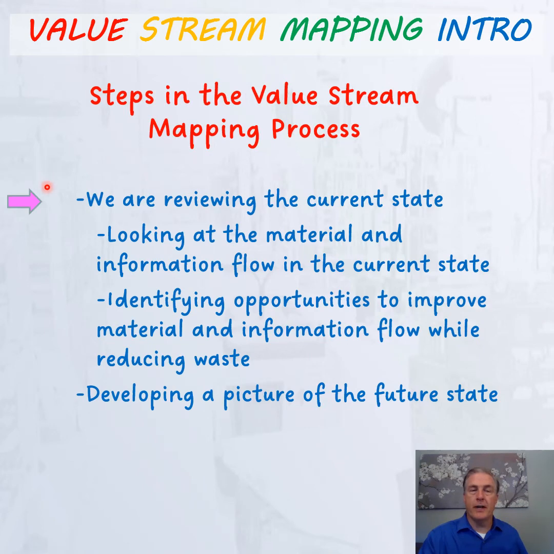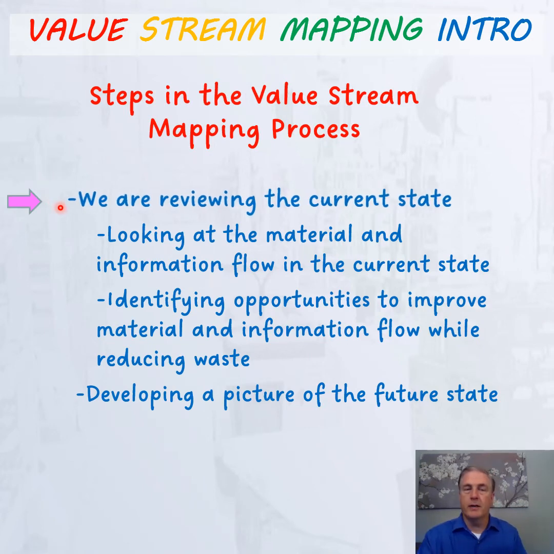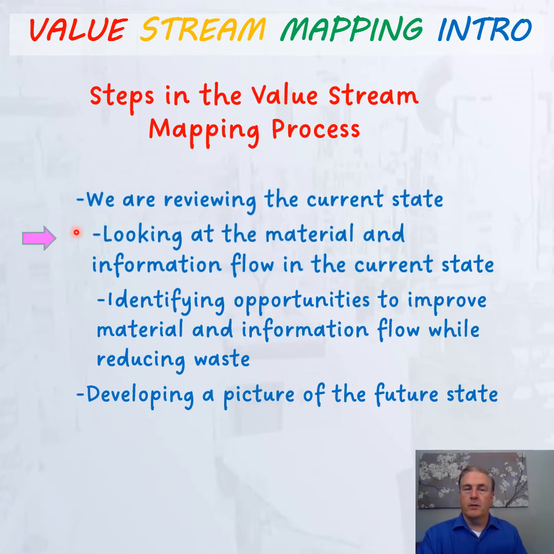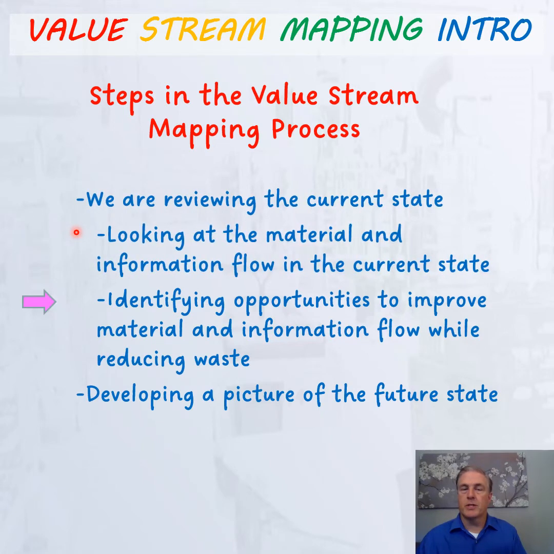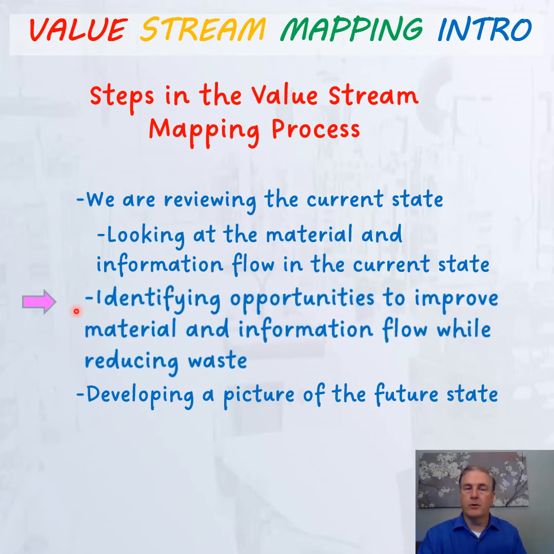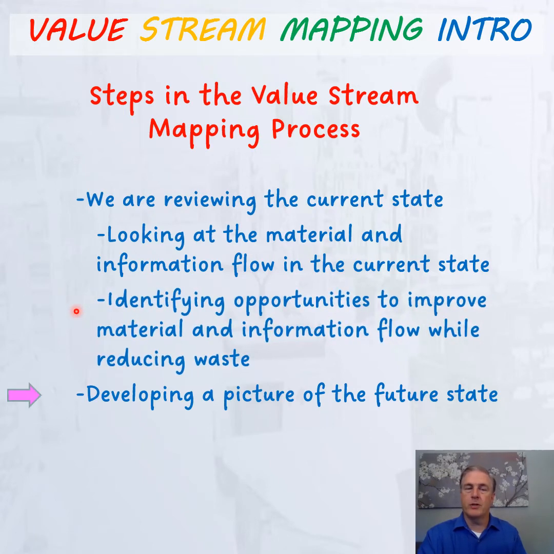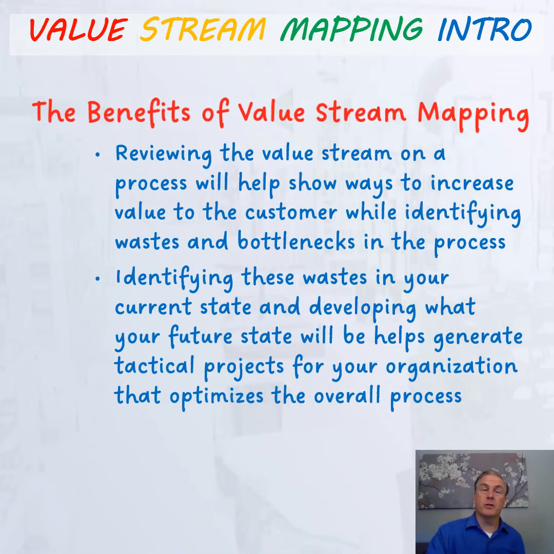So the steps in the value stream mapping process, what we're doing is we're looking at our current state and we're looking at the material and information flow in the current state. And then from that, what we do is we identify opportunities to improve material and information flow while reducing waste. And that allows us to develop a picture of our future state operation.